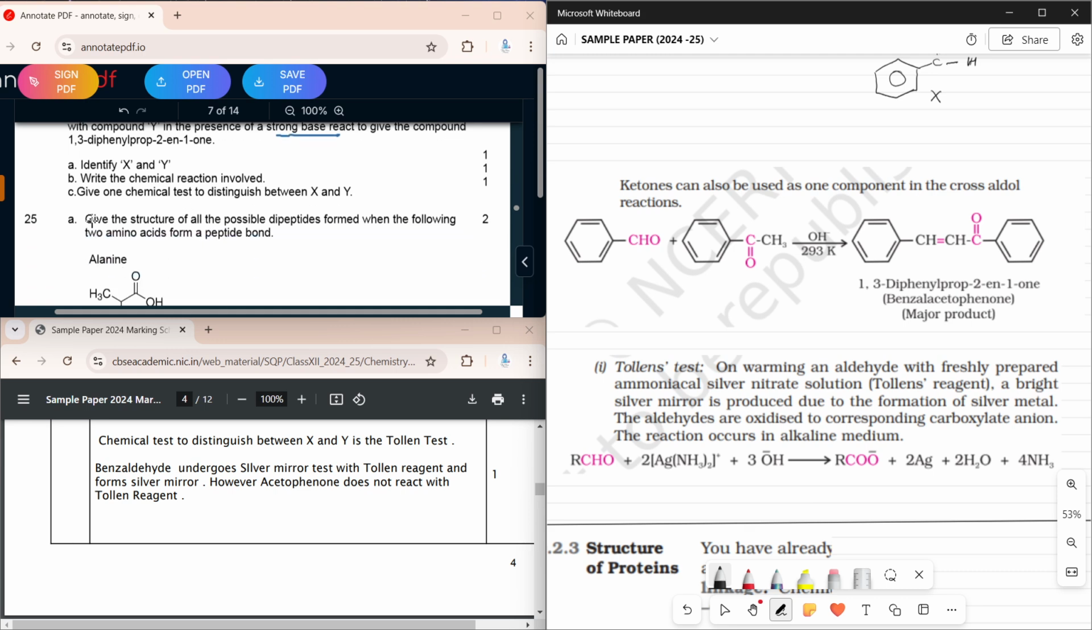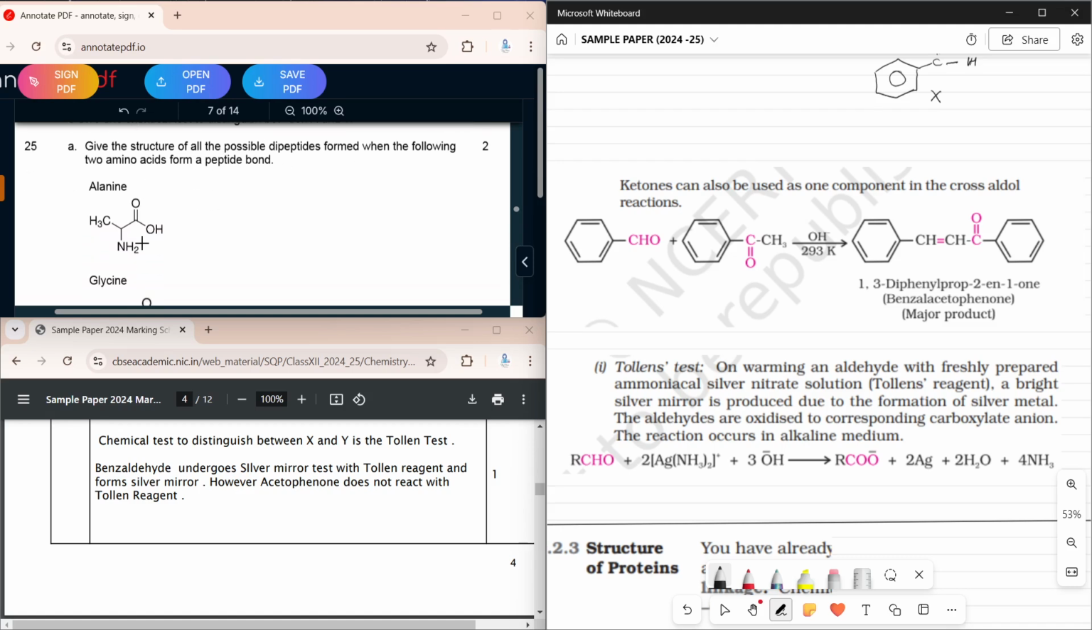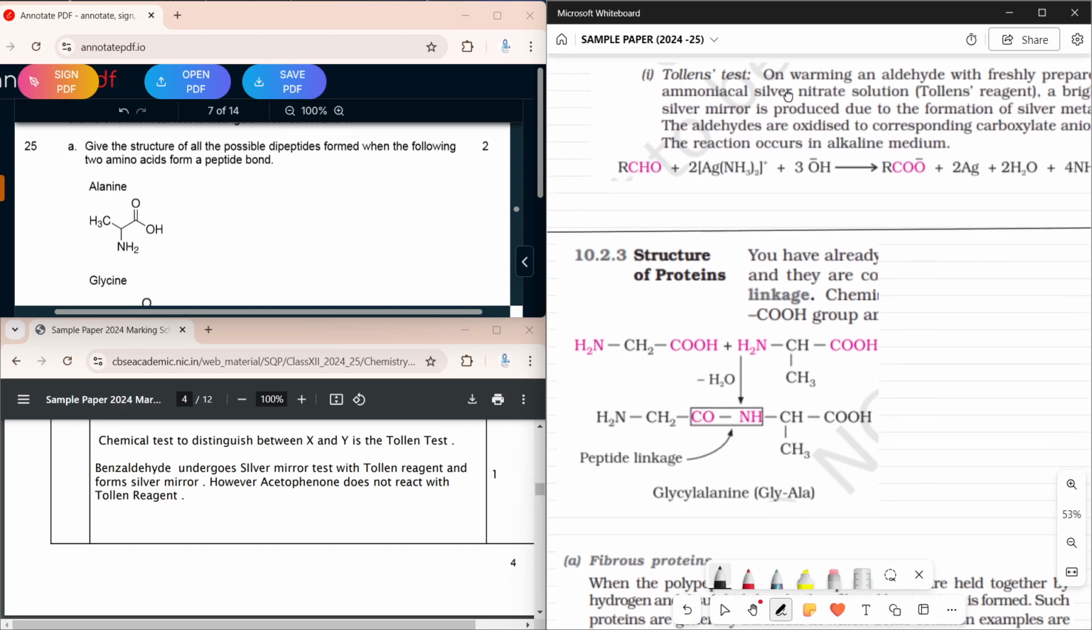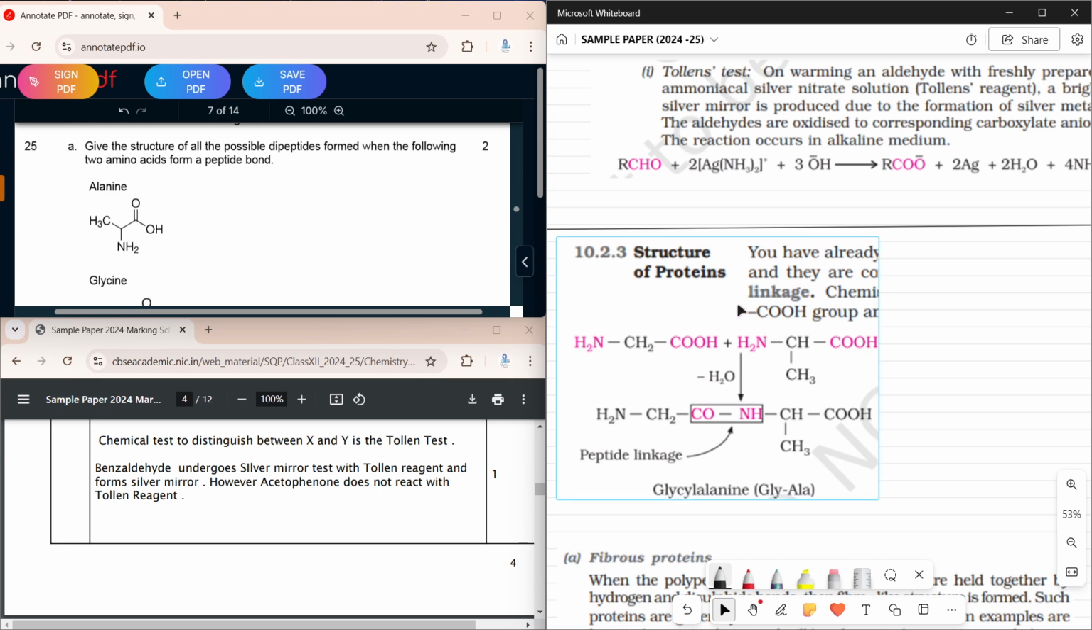Question number 25. Give the structure of all the possible dipeptides formed when the following two amino acids form a peptide bond. So we have alanine and glycine. The second part of the previous question was also based on aldehydes, ketones, and carboxylic acids. So this question number 25 is obviously based on the chapter biomolecules.